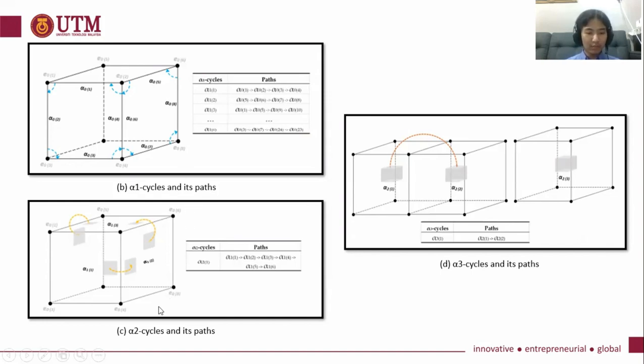And next is the alpha 2 cycle and its path. For the alpha 2 cycles, the first alpha 2 cycle path is from alpha 11, alpha 12, alpha 13, alpha 14, alpha 15, alpha 16. And by having the path between these faces, it can form the volume of the 3D model, which indicates the topology of this model. And then the alpha 3 cycle and its path shows the connection between the 3D model volumes.